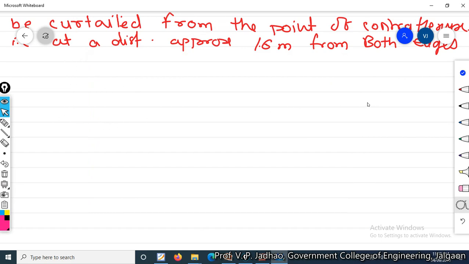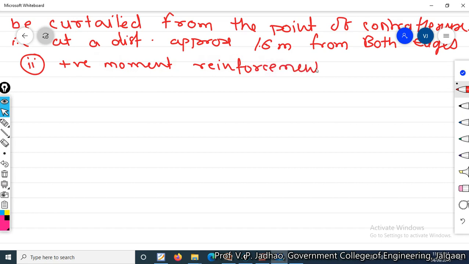Okay, now we'll move to the positive moment reinforcement. Now the positive moment reinforcement will be required to be provided at the bottom face of your footing. Therefore, positive moment reinforcement calculation.